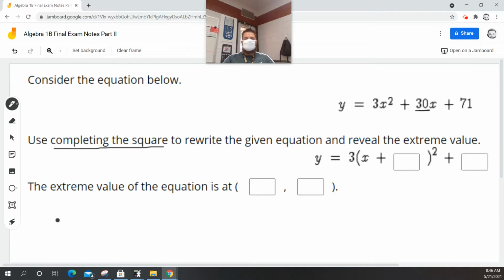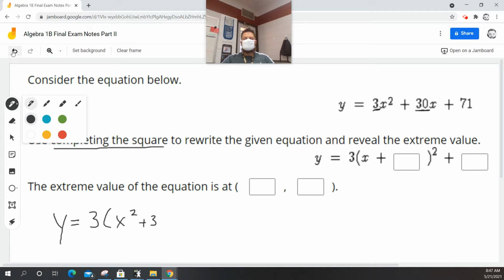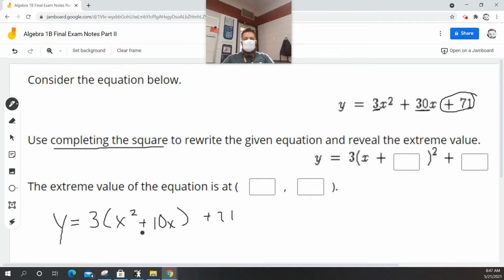The first thing we got to do is get x squared with a coefficient of 1, by itself. So I'm going to say y is equal to, notice that this is factorable by 3 and this is factorable by 3. So I could rewrite this as 3 times x squared plus 10x, and then we're going to tack on this plus 71 on the back end. That's going to be important because when we're done, we got to make sure our math adds up to equal all this stuff.